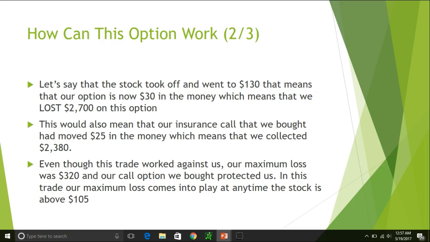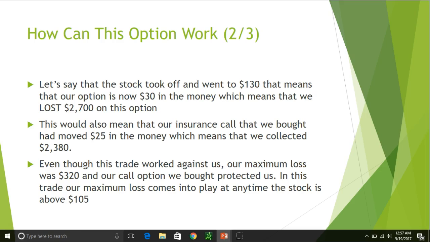So our second scenario is, let's say the stock takes off and goes to $130. That means our option is now $30 in the money, which means that we lost $2,700 on this option. Let me explain to you how we lost $2,700. We were obligated to sell these shares at $100. The stock is now at $130.